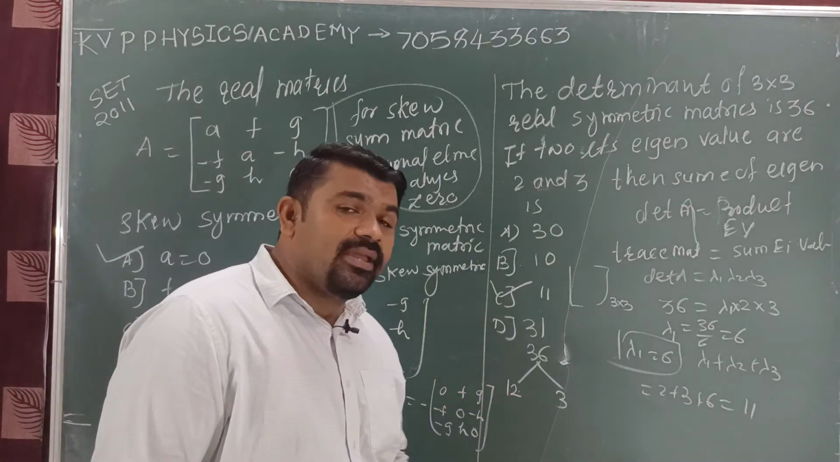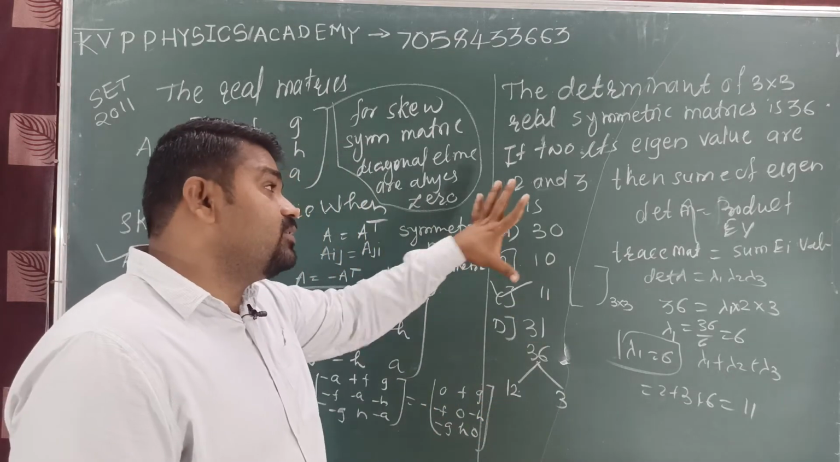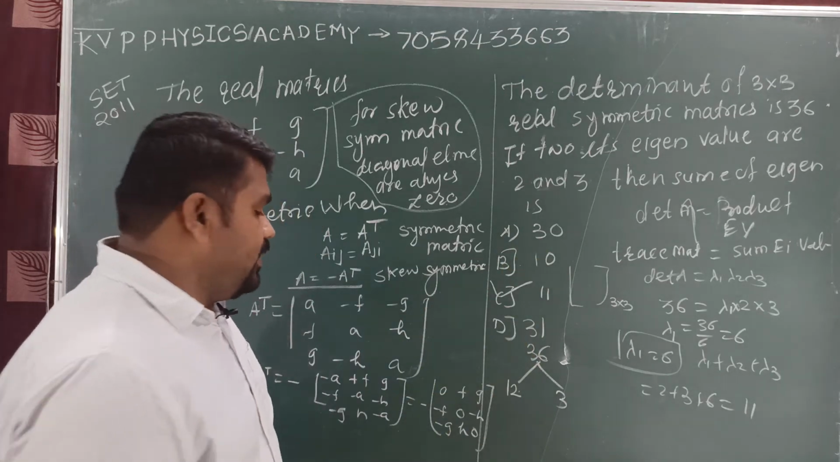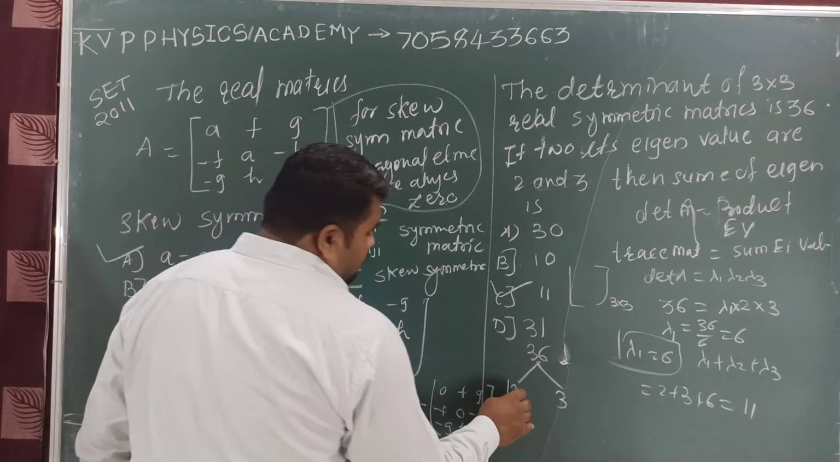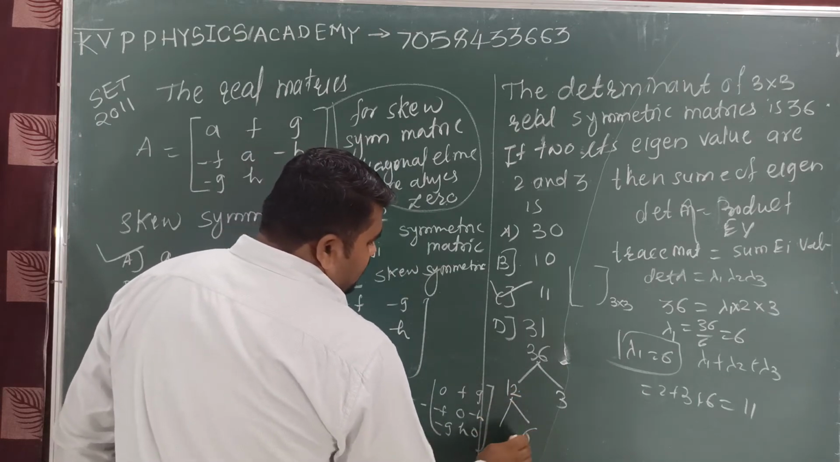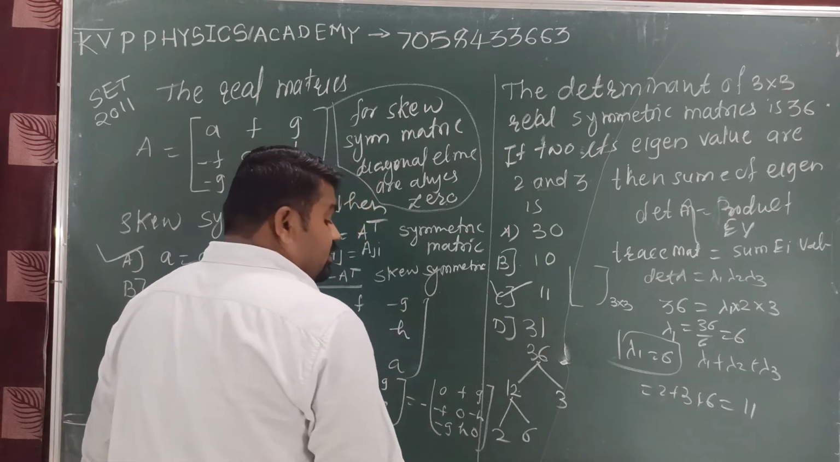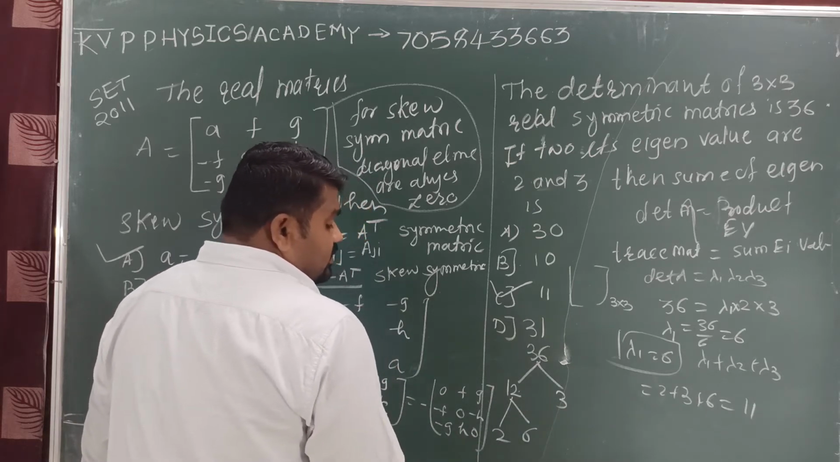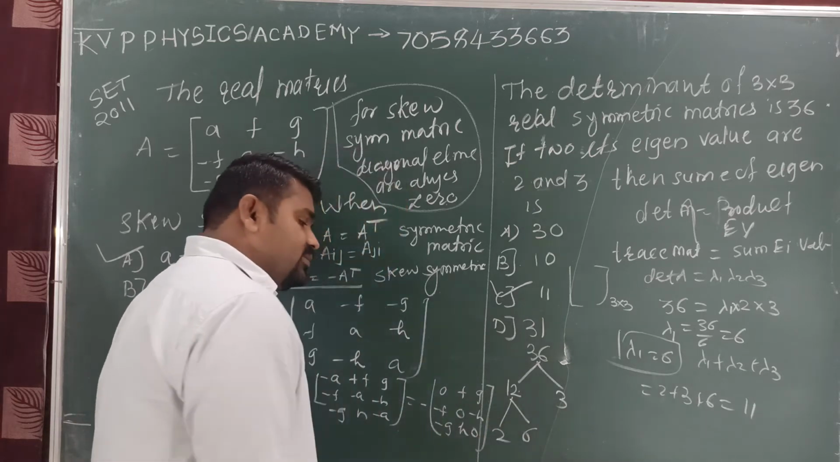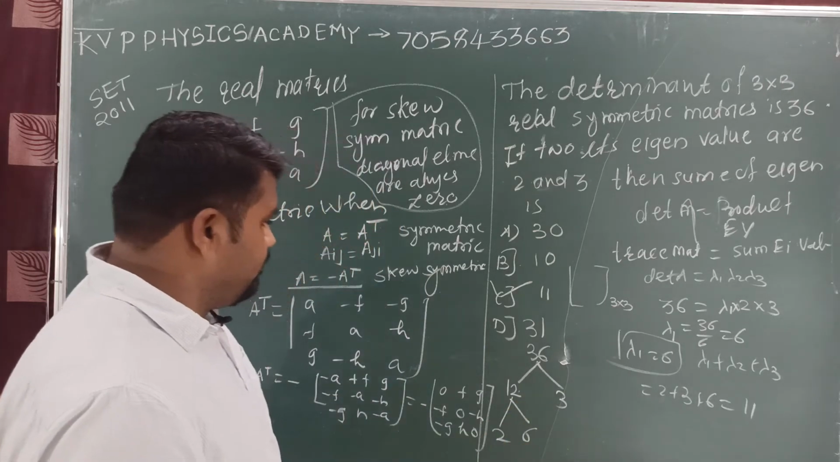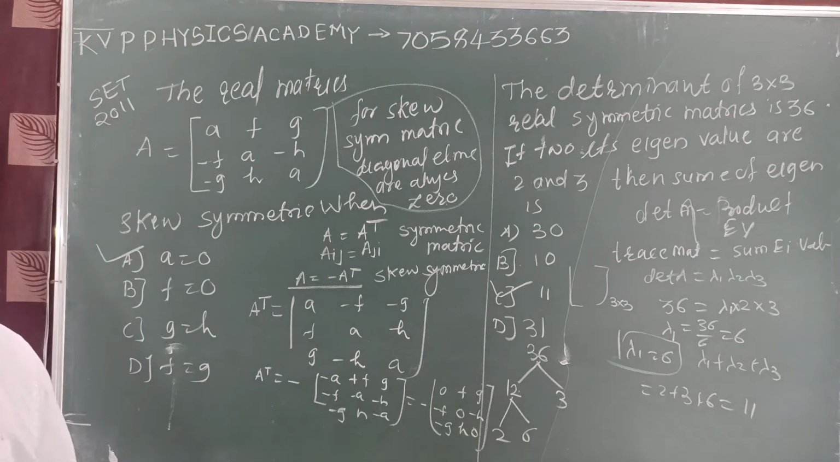12 into 3 is 36. Here we are getting how many eigenvalues? 2 eigenvalues. But here is a 3 by 3 matrix, hence we can again adjust one eigenvalue. Suppose this 12 can be split into 6 and 2. 6 into 2, 12. 12 into 3, 36. Got it? Lambda 1, lambda 2, lambda 3 product is 36. This is the eigenvalue for this matrix.